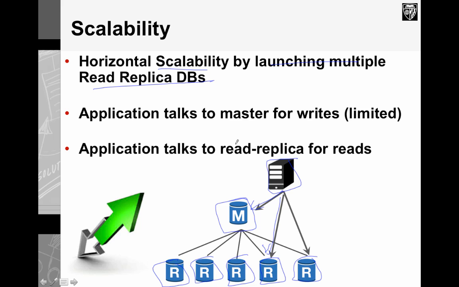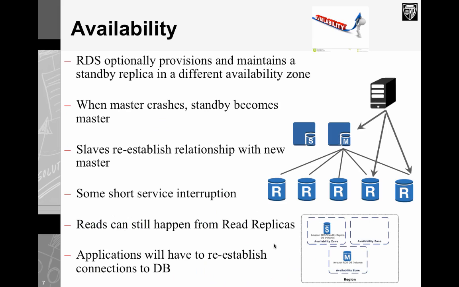And the idea here is that your application will talk to the master when it wants to do write operations. So it talks to the master for write operations, and it will talk to the slaves for read operations. When I say slaves, I mean the read replicas. That's how you get scalability of your application. In terms of availability, going with the same model, we have the master database with the read replicas.